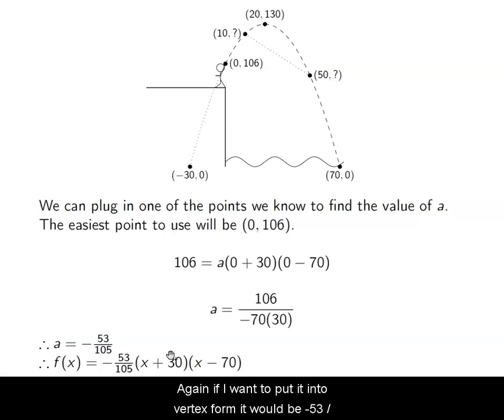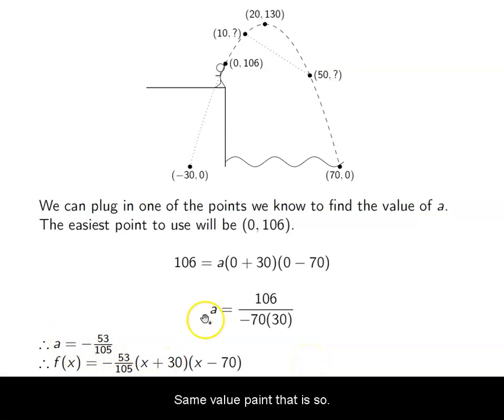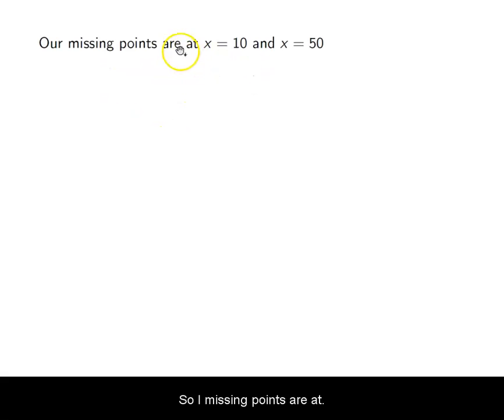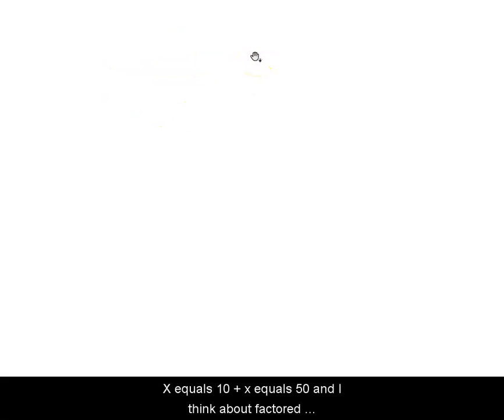Again, if I want to put it into vertex form, it would be negative 53 over 105 times x minus 20 squared plus 130. This value of a never changes, right? No matter what form we're in, standard form, vertex form, factored form, it's all going to be the same, right? Same value of a, that is. So let's see here. Our missing points are at x equals 10 and x equals 50.